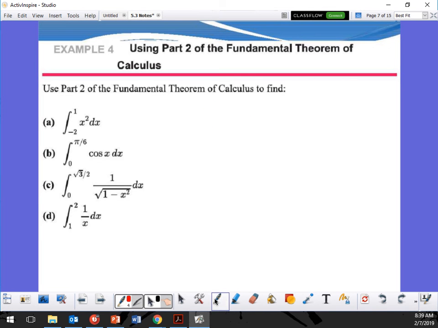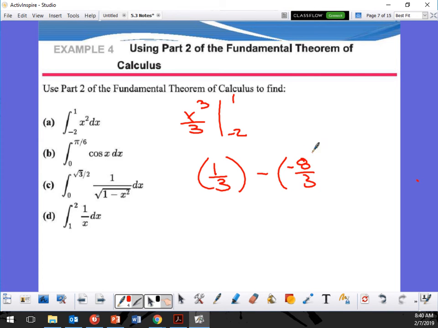Okay, so let's go ahead. The integration of x squared is x cubed over 3, from negative 2 to 1. Let's start off with the top minus the bottom, using the fundamental theorem of calculus. So it's going to be 1 over 3 minus negative 8 over 3. So it's just plus 8 over 3. Does that make sense now?